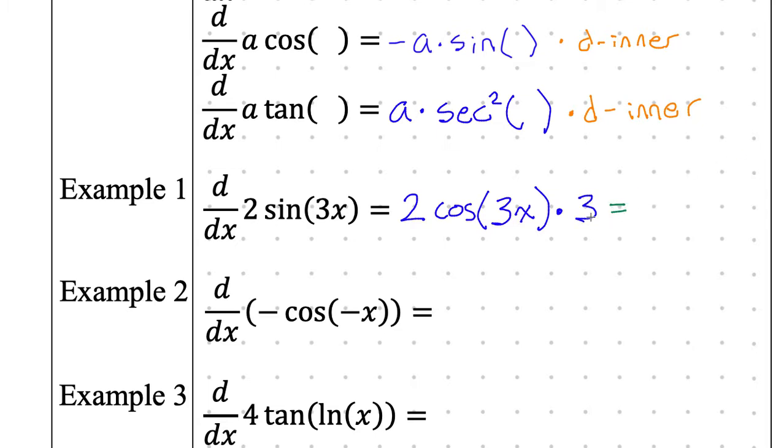But let me pause there. Before I simplify, I did the outer, then I did the inner. The outer changed to cosine, and then the inner was 3.